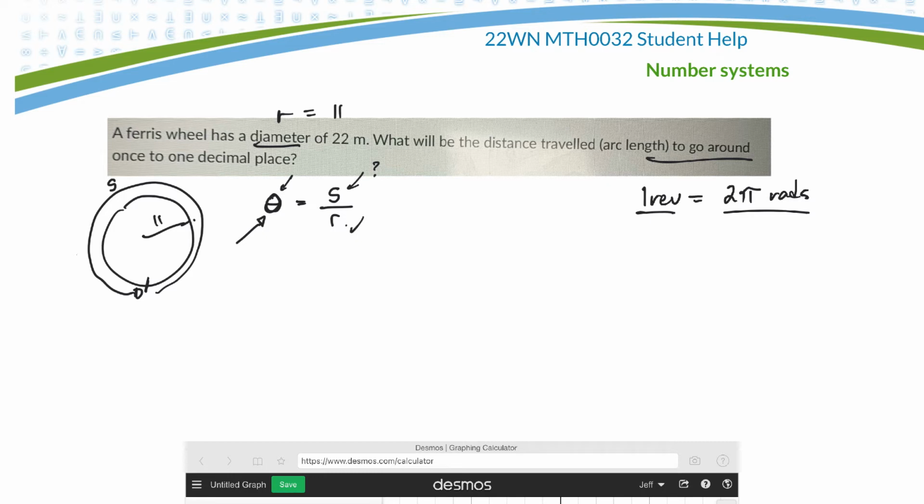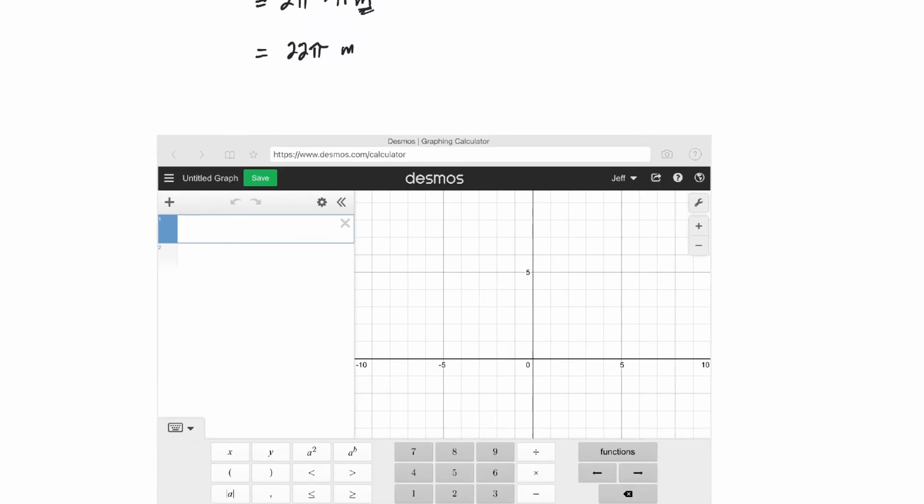So let's solve for s first. Multiply both sides by r, so I get s is equal to theta times r. The angle measurement is 2 pi times the radius, 11 meters. They ask what will the distance traveled be to go around once, and hopefully they're leaving it in meters, not changing the units. So 2 pi times 11 would be 22 pi meters, which you could leave like that, but they probably want you to figure it out to a decimal place.